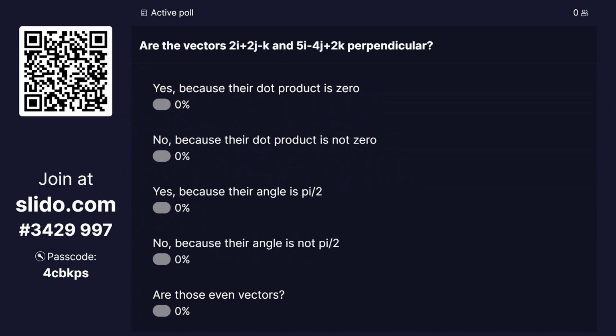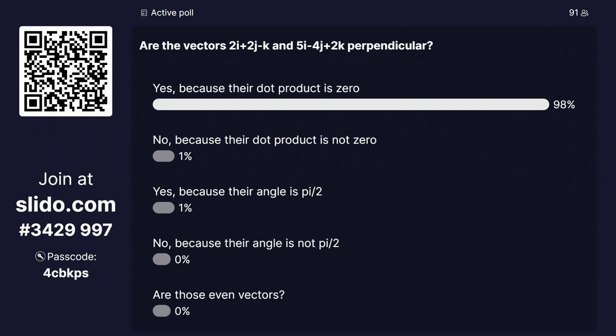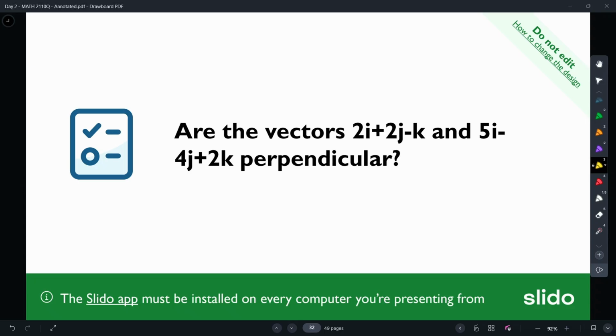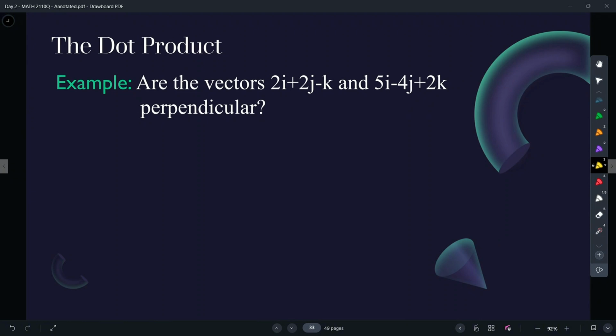Are the vectors 2i plus 2j minus k and 5i minus 4j plus 2k perpendicular? All right. In response to whether those are even vectors, remember that we can write vectors in terms of the standard basis vectors i, j, and k. So those are the vectors 2, 2, minus 1, and 5, minus 4, 2 in coordinates, or we can write them in terms of i, j, and k. So are those two perpendicular?